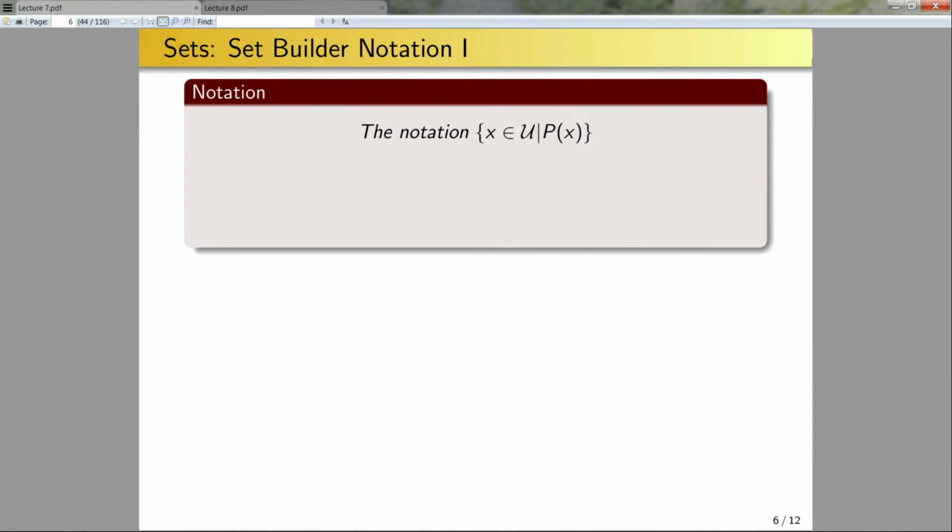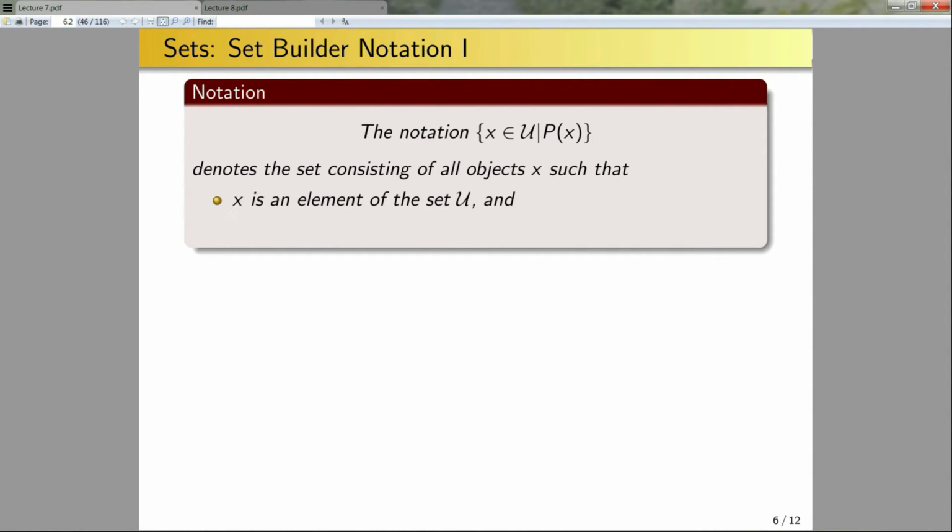Okay, so let's introduce set builder notation. The notation {x ∈ U | P(x)} denotes the set containing all of the objects x such that one, x is an element of U, and two, P(x) is a true statement.